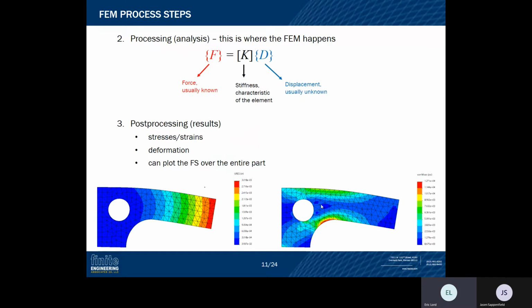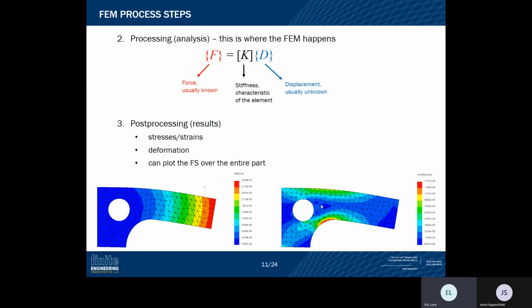So during the processing, again, this is really going back to our simple equation. We have F is equal to KD. So our force, that's usually known. Our stiffness, again, is a characteristic of the element itself, which comes from the material and also the geometry. And then we have the displacement, that's our unknown. So if you remember that step, that gives you a good picture of the very simplistic output that we're trying to find here.